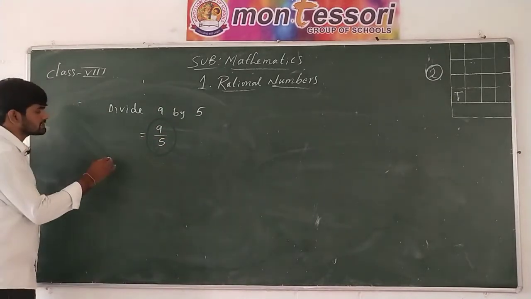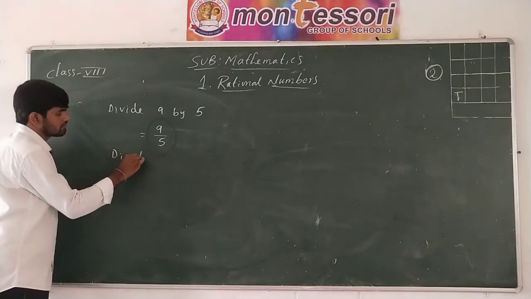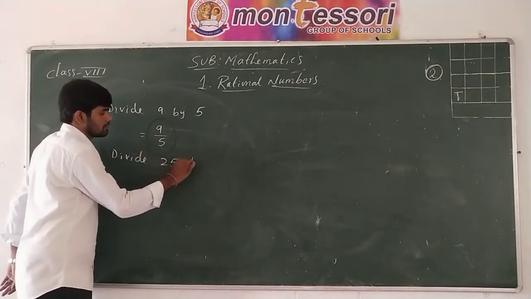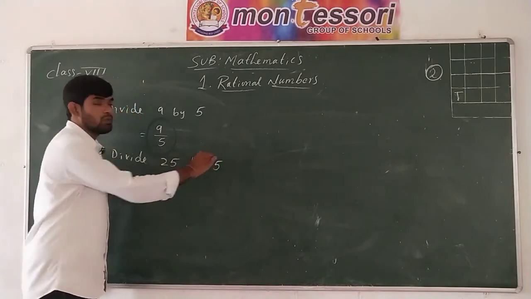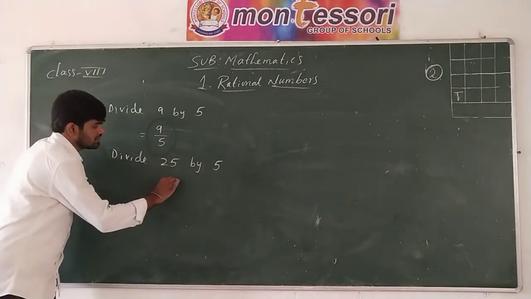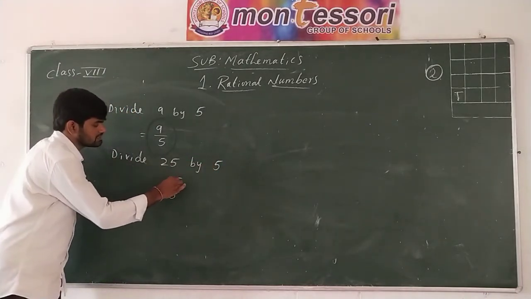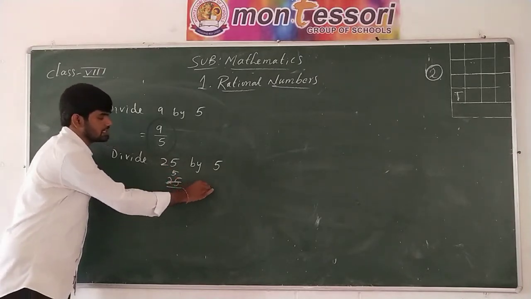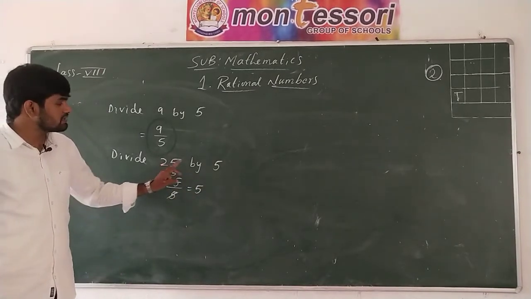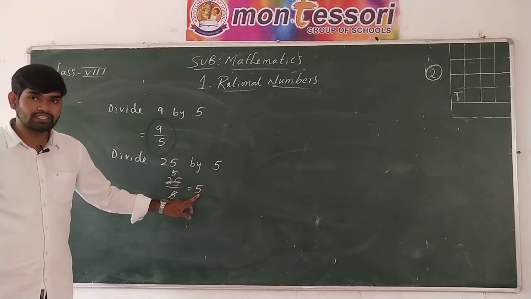Let me take one more example. Divide 25 by 5. Now what is the result? Let us check it. That is 25 by 5. 5 ones are 5, 5 fives are 25. So what is the result you got? That is 5. When you divide one integer with another integer, the quotient we got is 5, where 5 is also an integer.